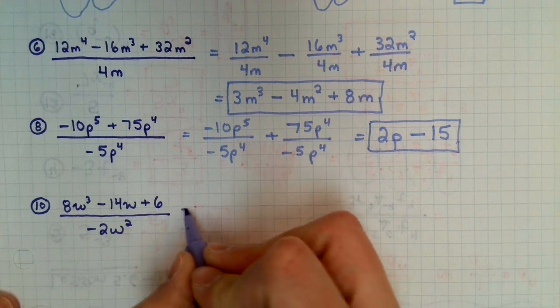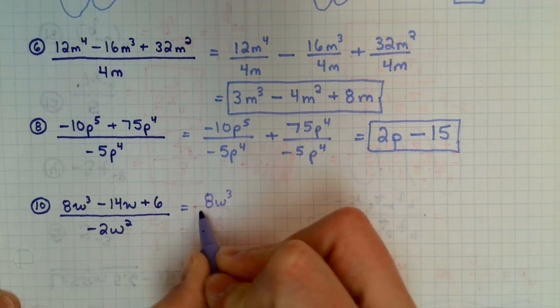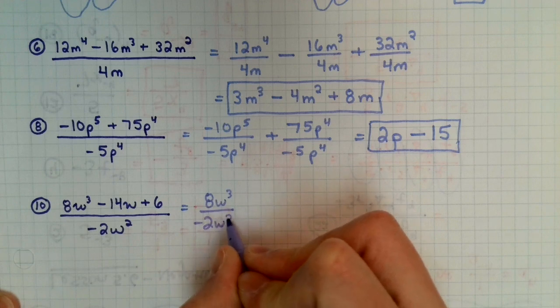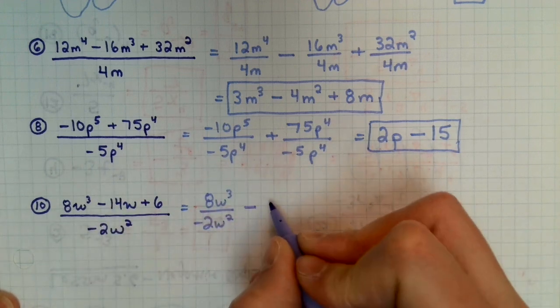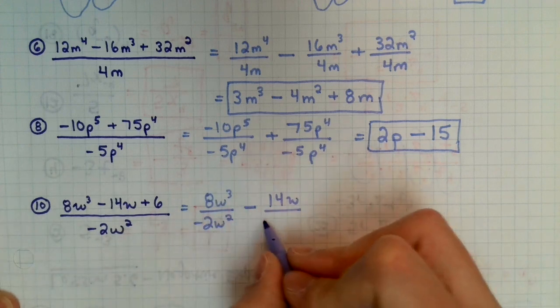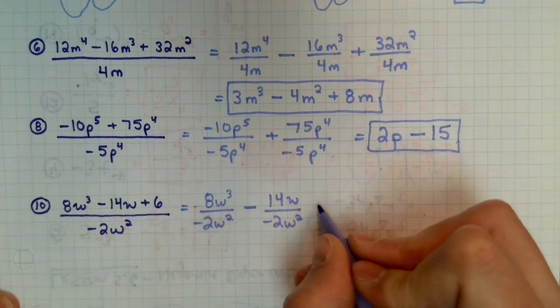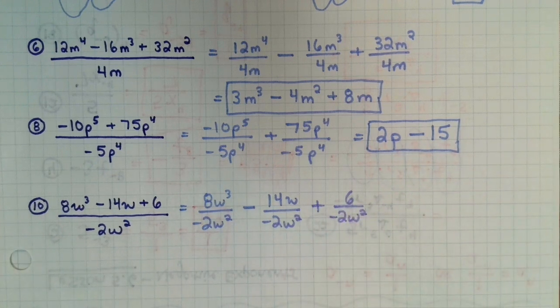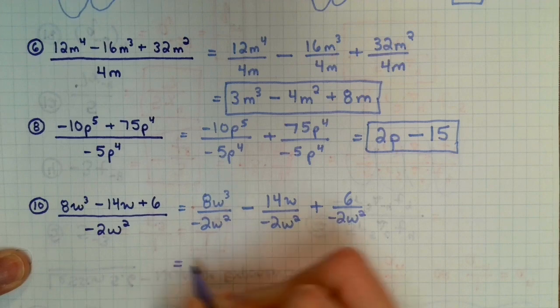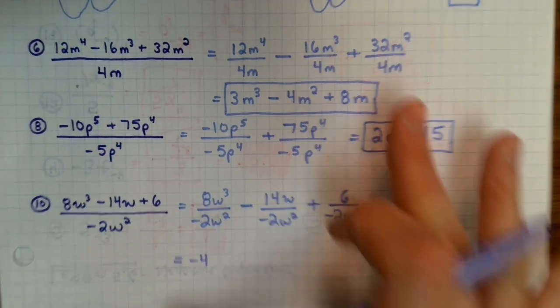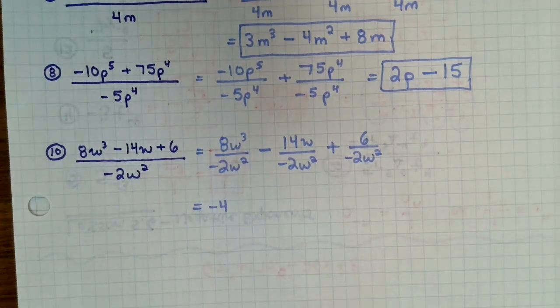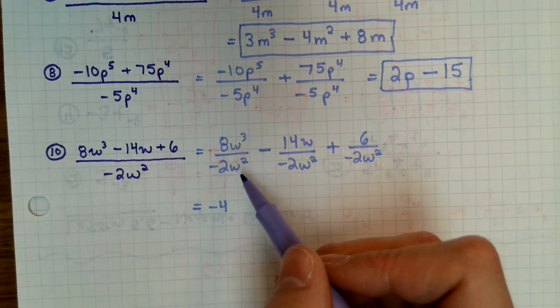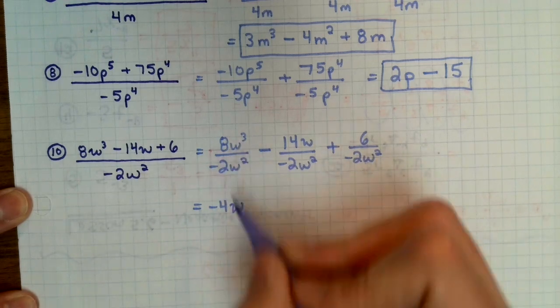So we're going to break this apart so that it says 8w to the third all over what we're dividing by, this negative 2w squared. We've got a subtraction sign on the top, 14w over, again, a negative 2w squared. And then we got a plus sign, and then 6 over negative 2w squared. So now, when we go through and simplify this one, 8 divided by negative 2 is going to be negative 4. And then the w cubed over w squared is going to give us w. And so that part's done.